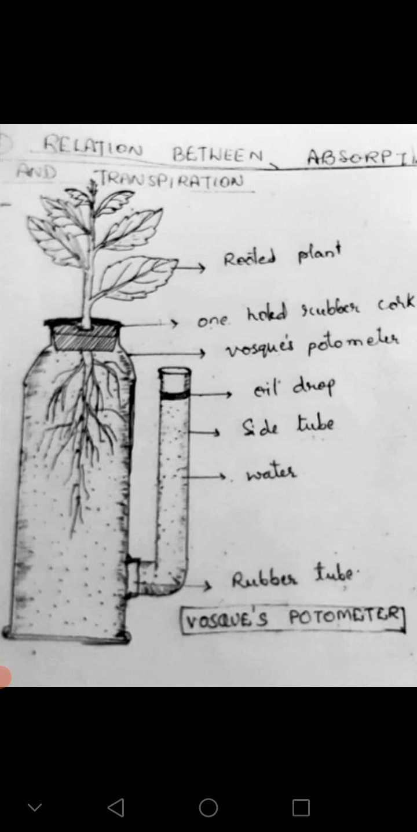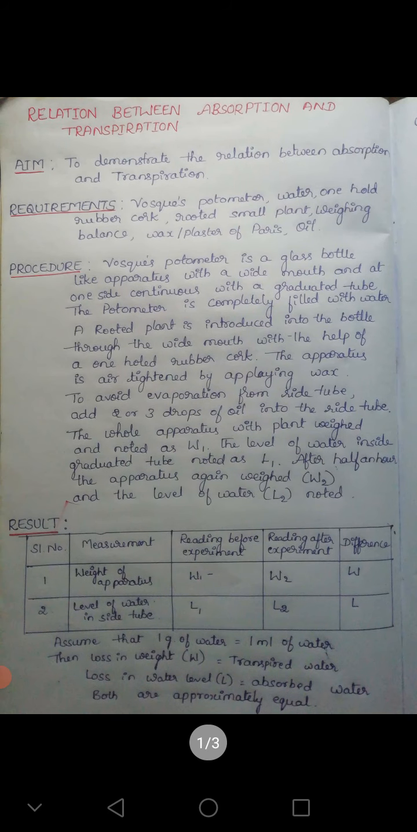of the whole apparatus. Then the level of water inside the graduated tube is noted as L1. After half an hour, the apparatus is again weighed, that is W2, the final weight of the apparatus. Next, the level of water L2 is noted, that is, the final level of water.